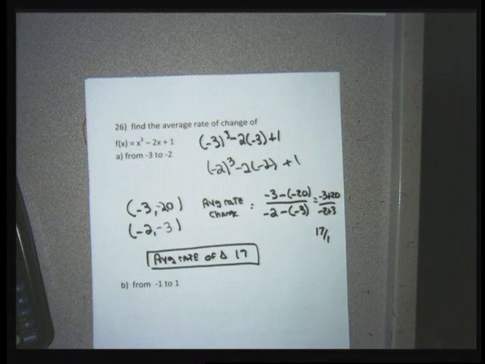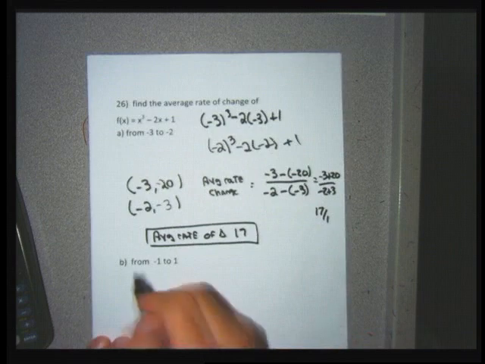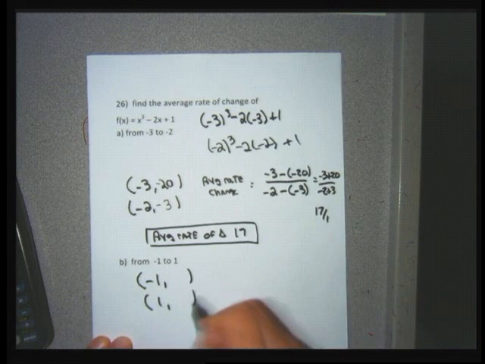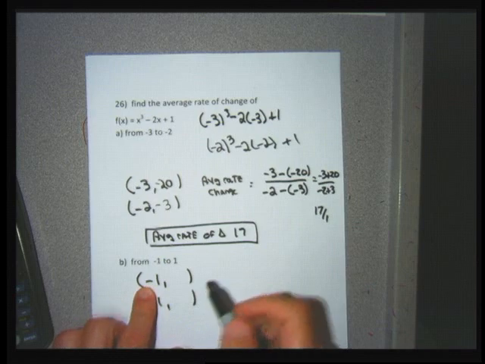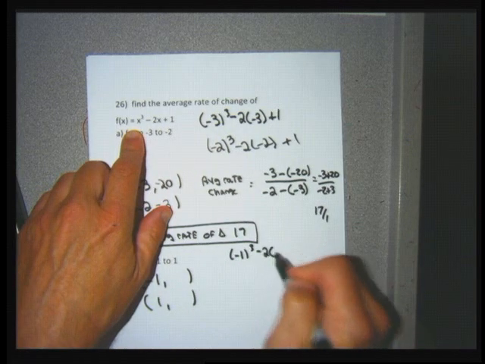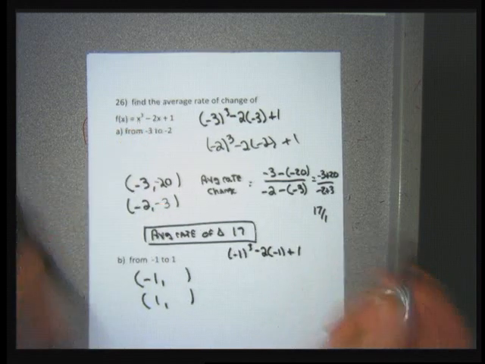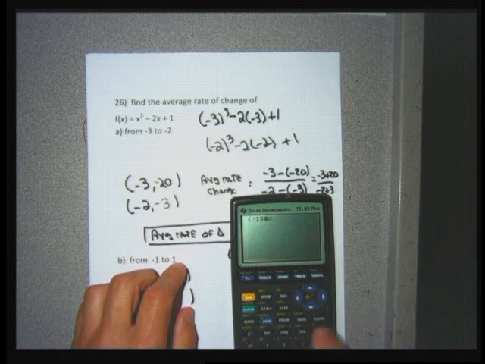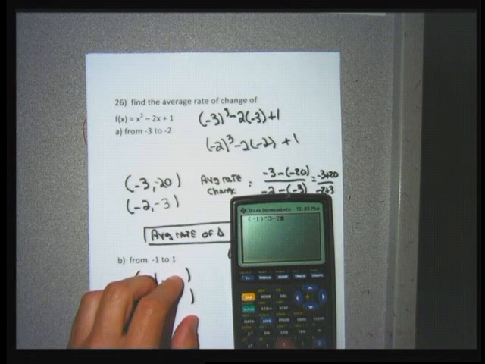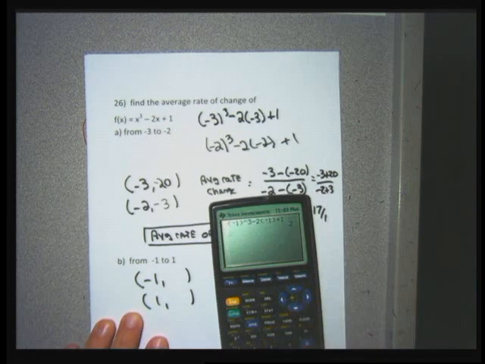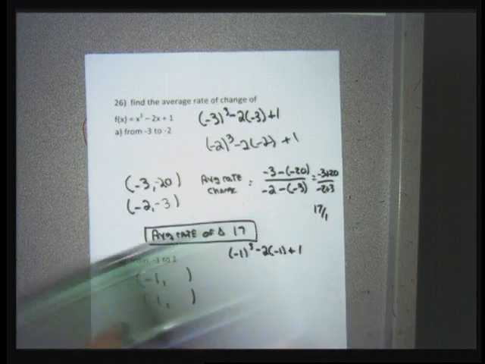Do the same thing for part B. I don't need a graph to find the average rate of change. I just need points. First, I'm going to plug negative 1 in for the x's. I'm going to go negative 1 cubed minus 2 times negative 1 plus 1. If I don't want to do it by hand, I can use my calculator. So I could be mindless here. And that gives me, I did that right, a 2 for my y.